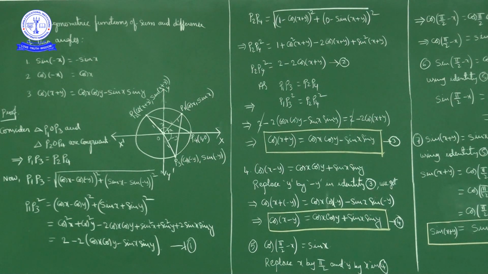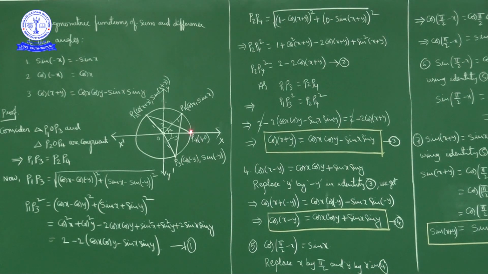Next, up to here we have P1, P2, P3, P4. These are the coordinates we discussed. What are the coordinates of P1? Cos x comma sin x, as this angle is x. As angle P4OP2 is x plus y, the coordinates of P2 are cos(x plus y), sin(x plus y).